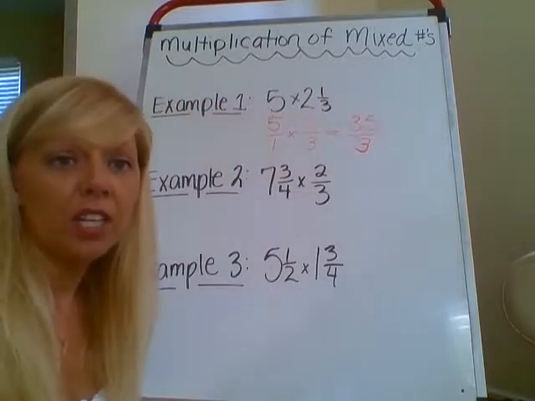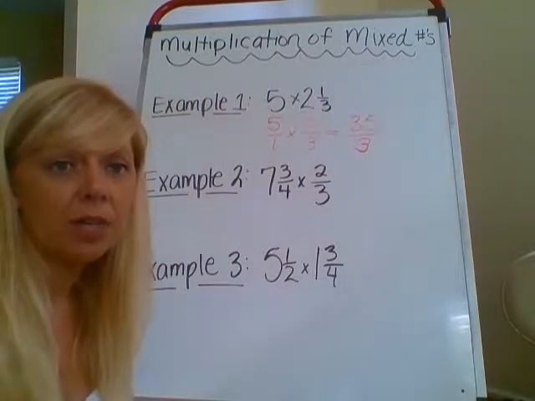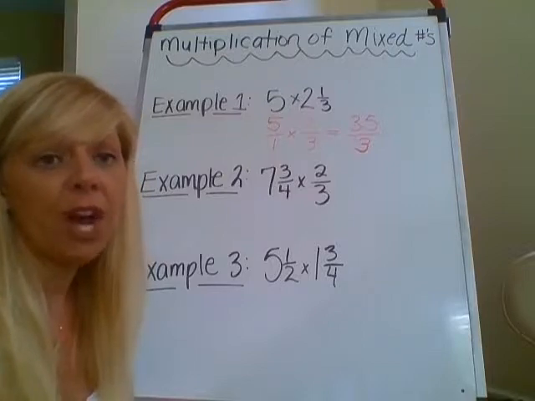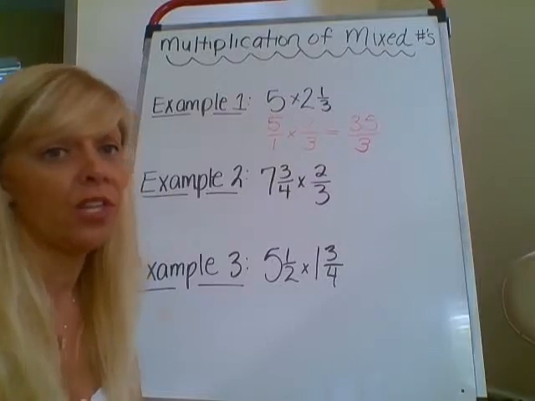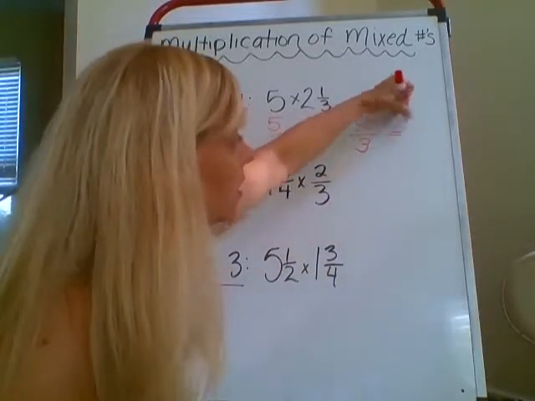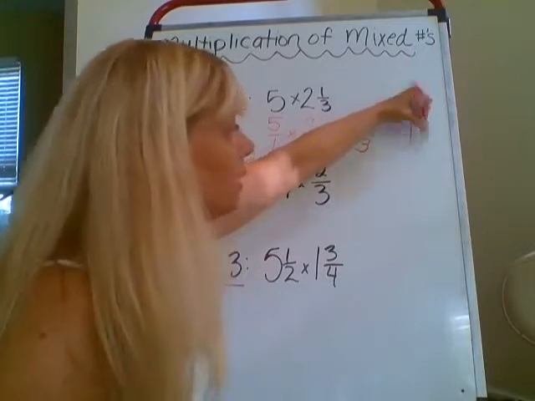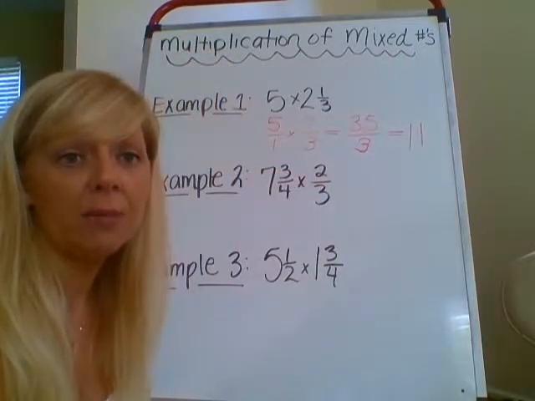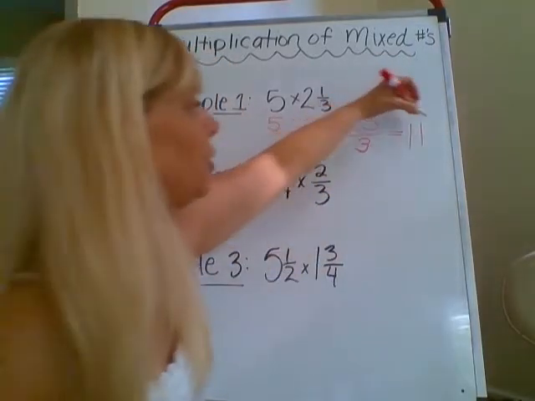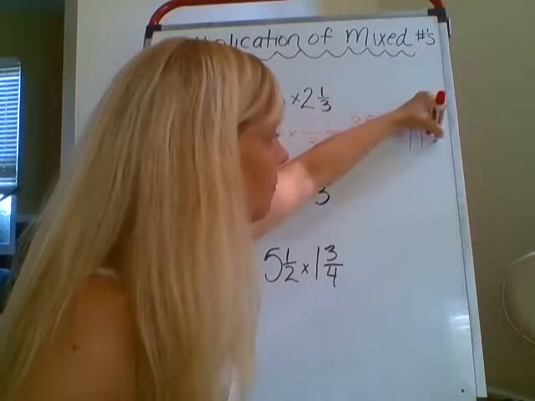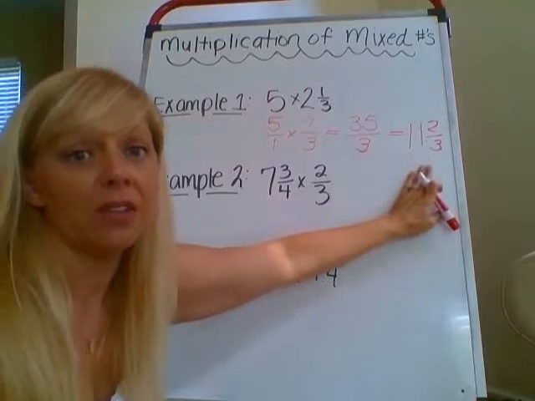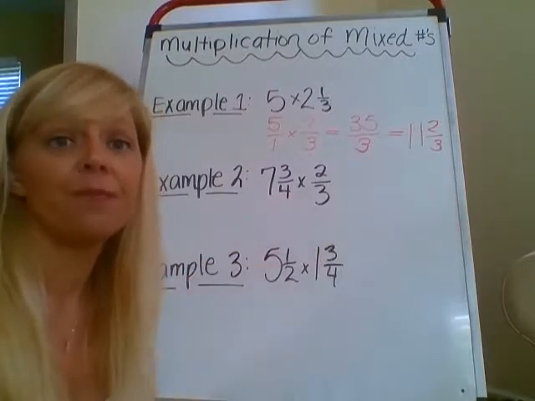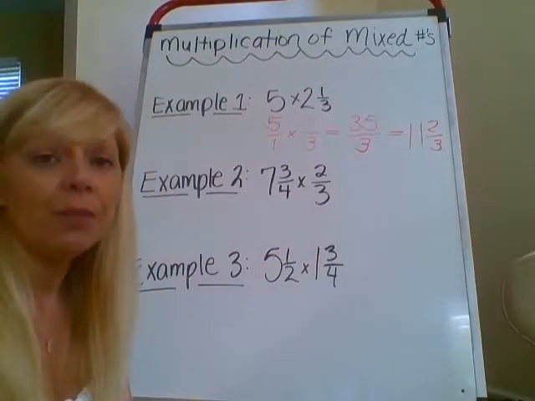And again, if you would like to change this back into a mixed number, you're welcome to. Again, we need to figure out how many groups of 3 are in 35. There are 11 groups of 3 because 3 times 11 is 33. So it goes in 11 times. And if 3 times 11 is 33, that means I have 2 left over. So I can rename 35 thirds as 11 and 2/3. Okay?